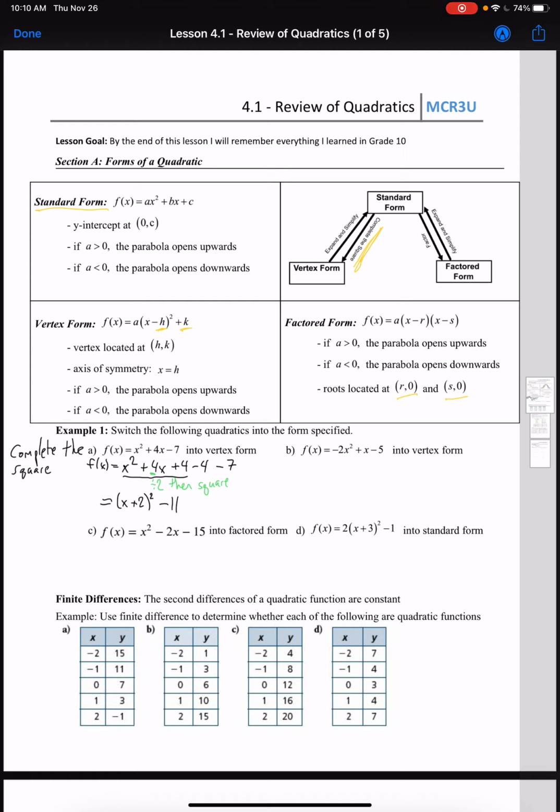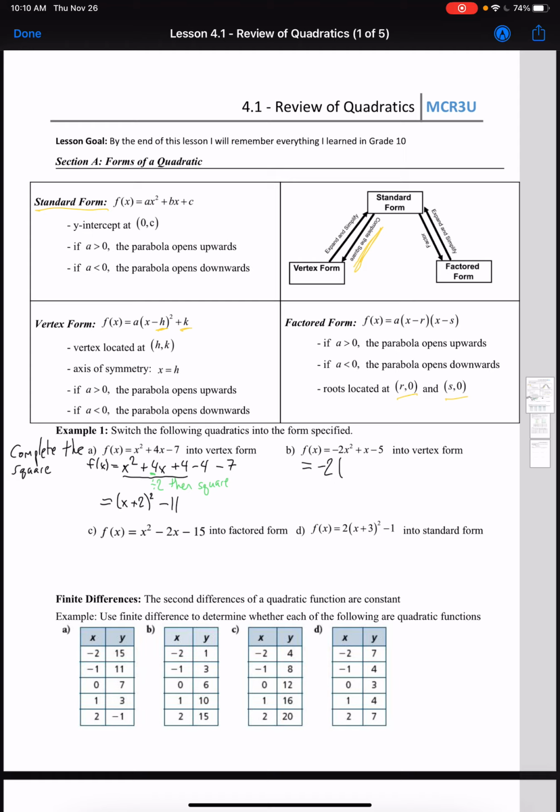All right, let's take a look at this one. So this one's going to be similar. We're going from standard form into vertex form. But first of all, we have this negative 2 out in front. Negative 2 in front is just not nice. We don't like having numbers in front of our first part if we're completing the square. So let's just factor that part out.